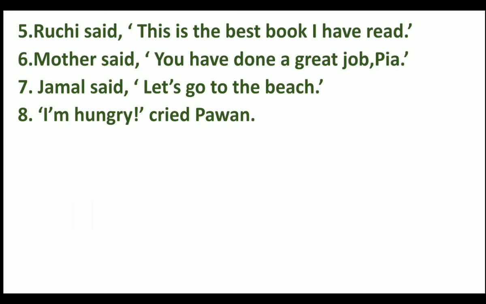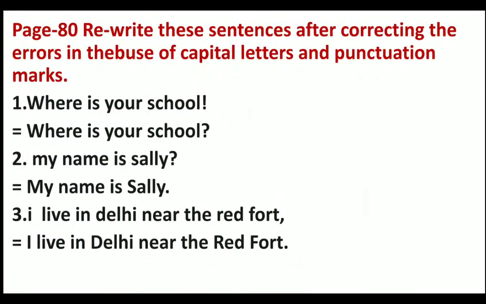Alright, now page number 80. Rewrite these sentences after correcting the errors in the use of capital letters and punctuation marks. Number 1. Where is your school? Alright, this is a question, so we have to take away the exclamation mark and put a question mark. Where is your school? It's a question, so we have to put a question mark.